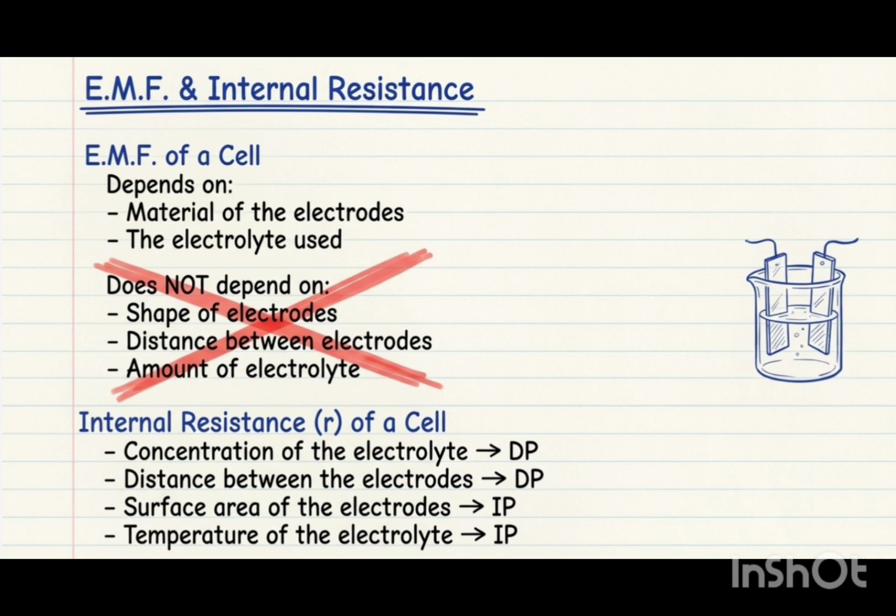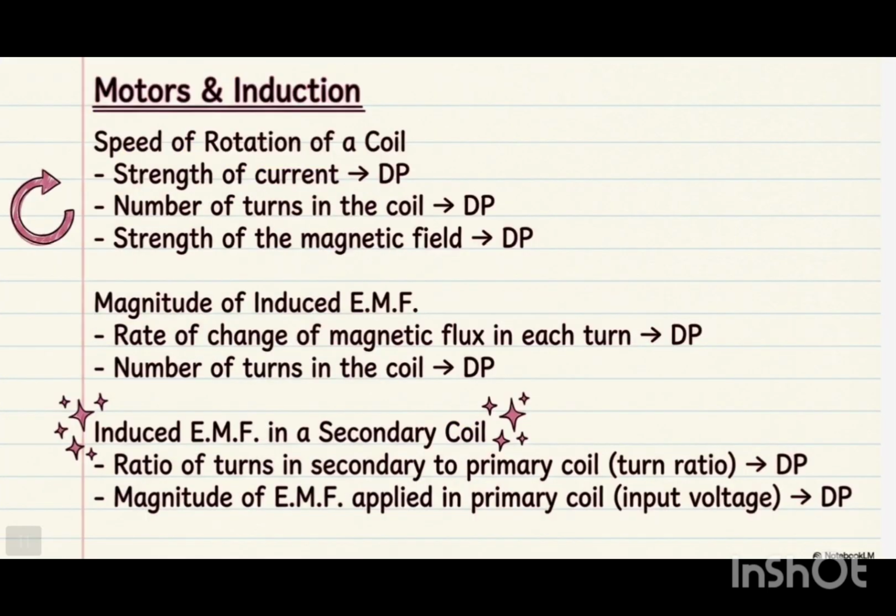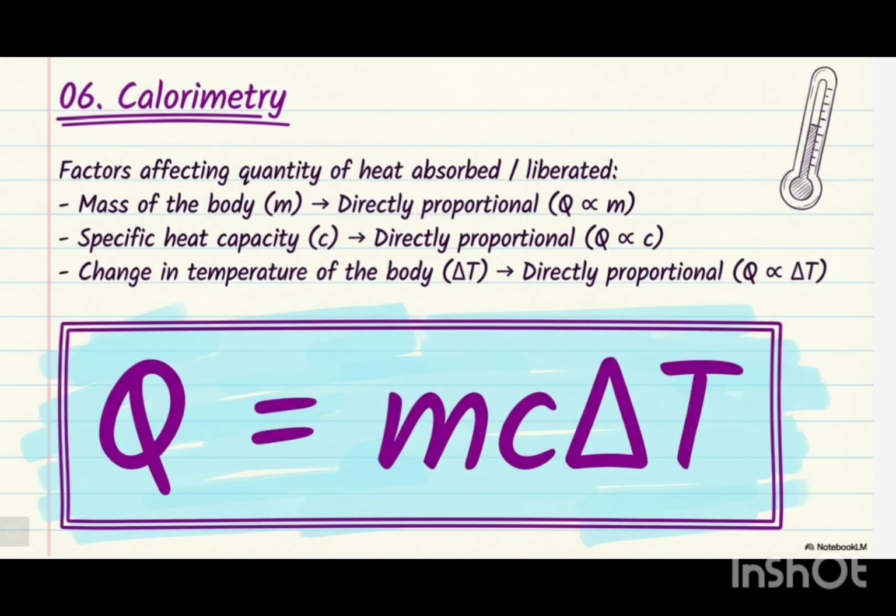The strength of the magnetic field produced in a solenoid depends on the current flowing through the coil and the number of turns in the coil. Finally, let's revise calorimetry and radioactivity.